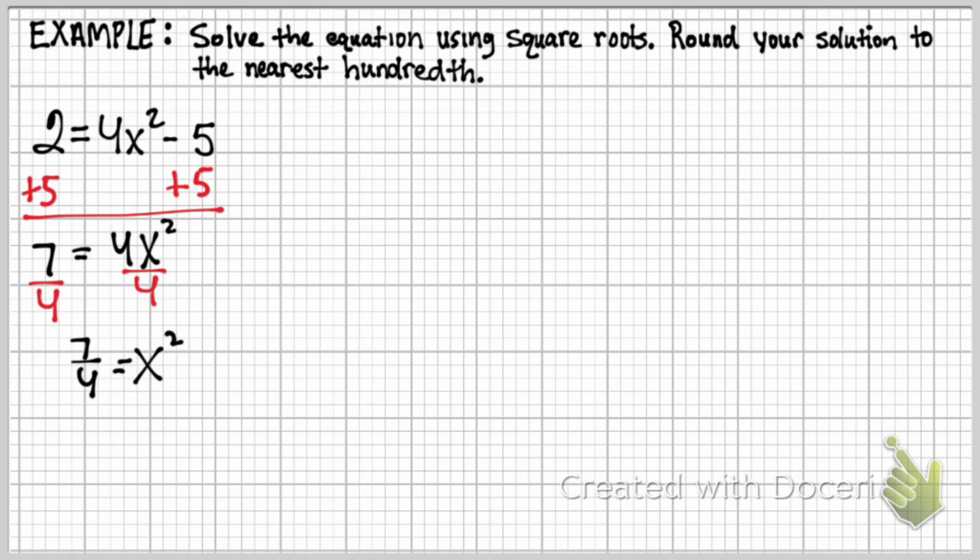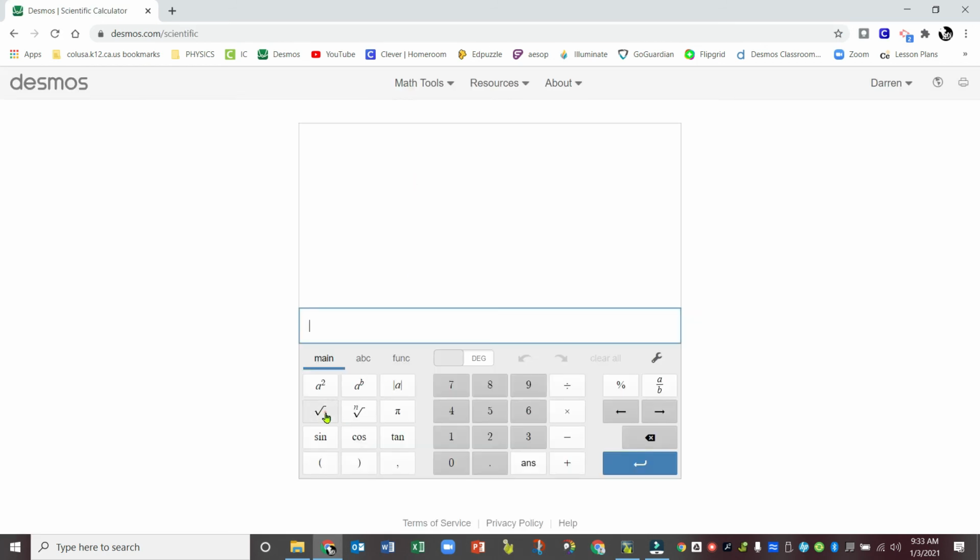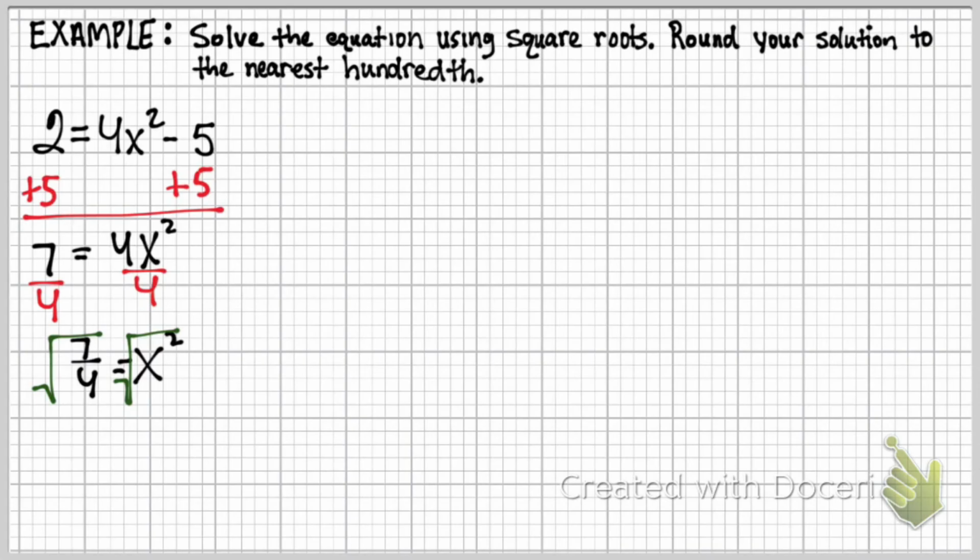And so we've already undone the adding and subtracting. We've already undone the multiplication and division. Now we need to undo the exponents. So to get rid of the x squared, we need to take the square root of the right side of our equation and the square root of the left side of our equation. On the calculator screen, we get 1.322875656 equals x. But that is not the whole answer.